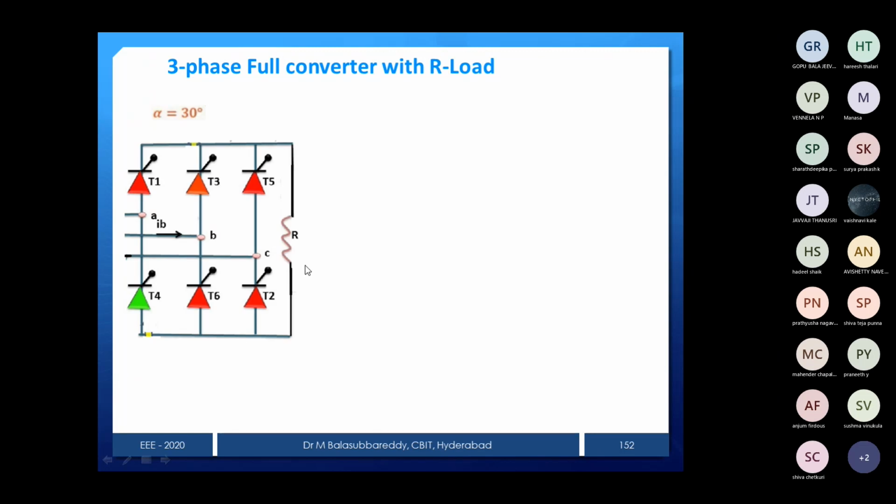Why am I repeating these different values of alpha? In the exam they may ask for a specific alpha. Generally, if they ask, we explain the three-phase fully controlled converter, or derive the expression for average output voltage, all these things you can do. But they may ask you to draw the waveforms for alpha equal to 30 degrees, or 60, or 90, or 45, or 75, anything. That is the reason I am giving a lot of alphas, with variation of alpha, showing how to draw the output voltage waveform.